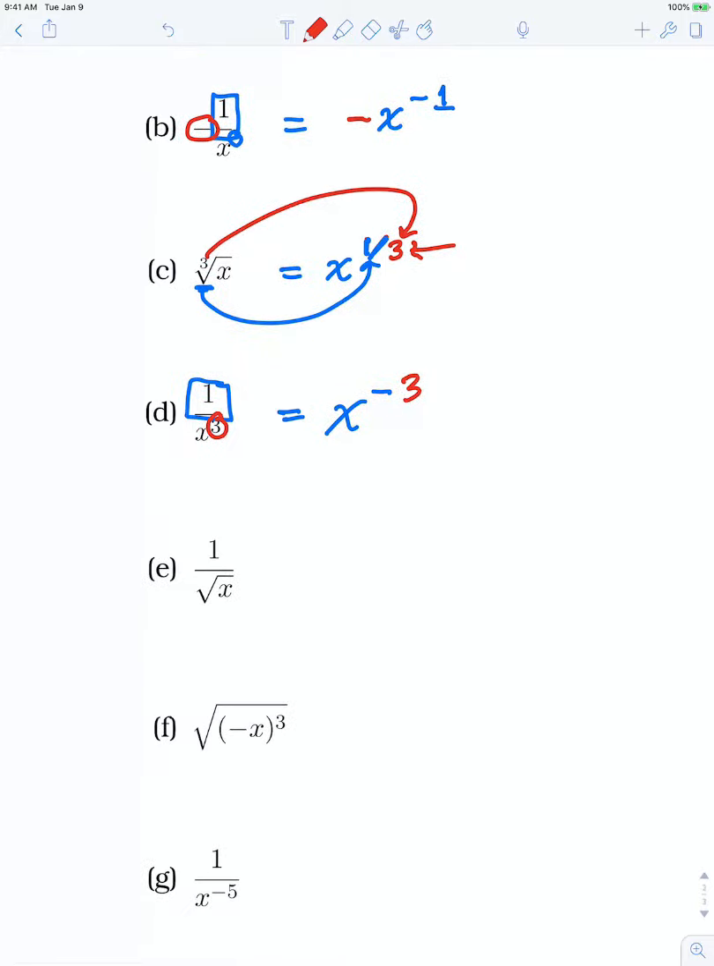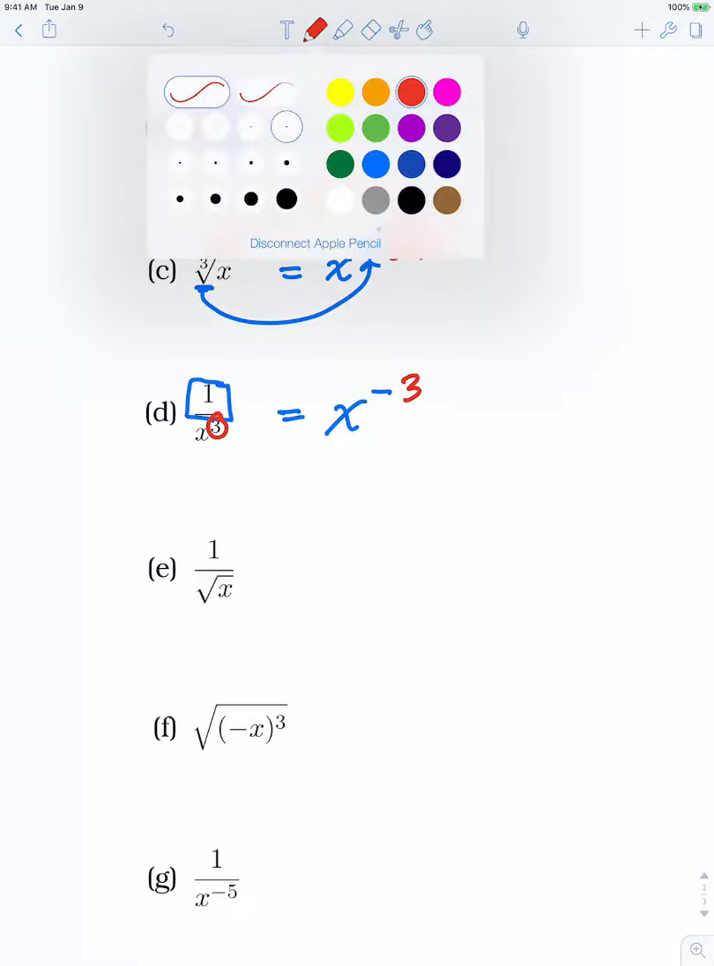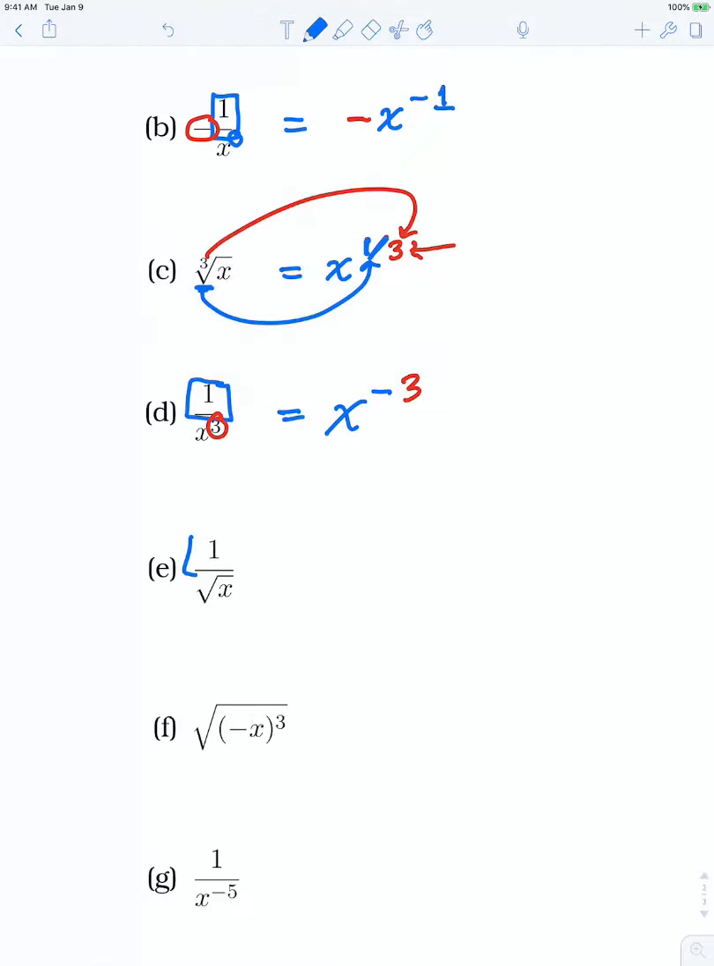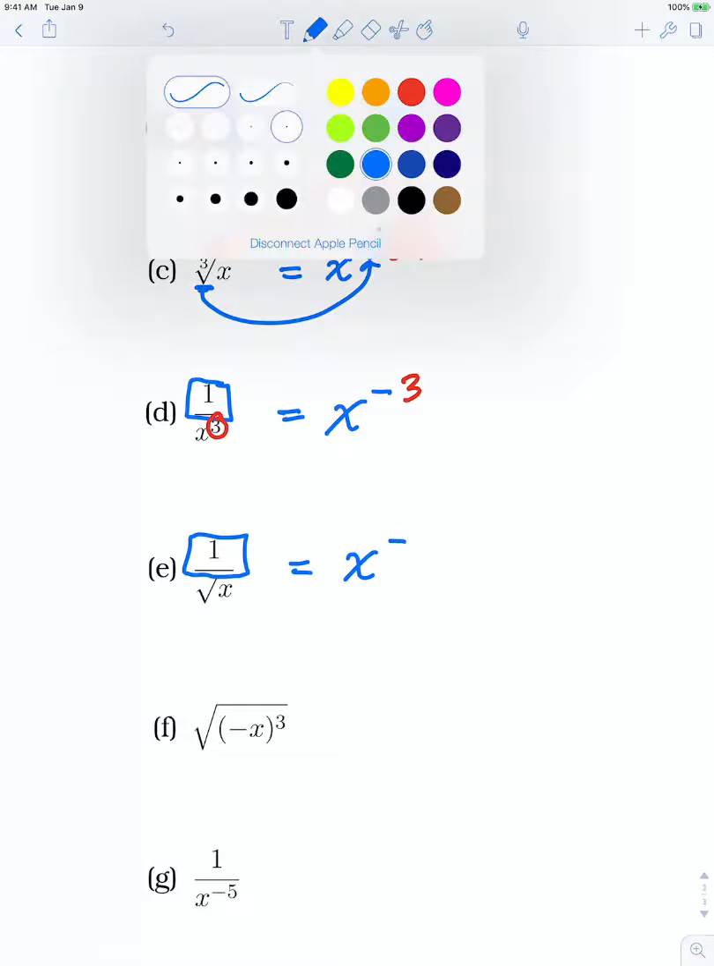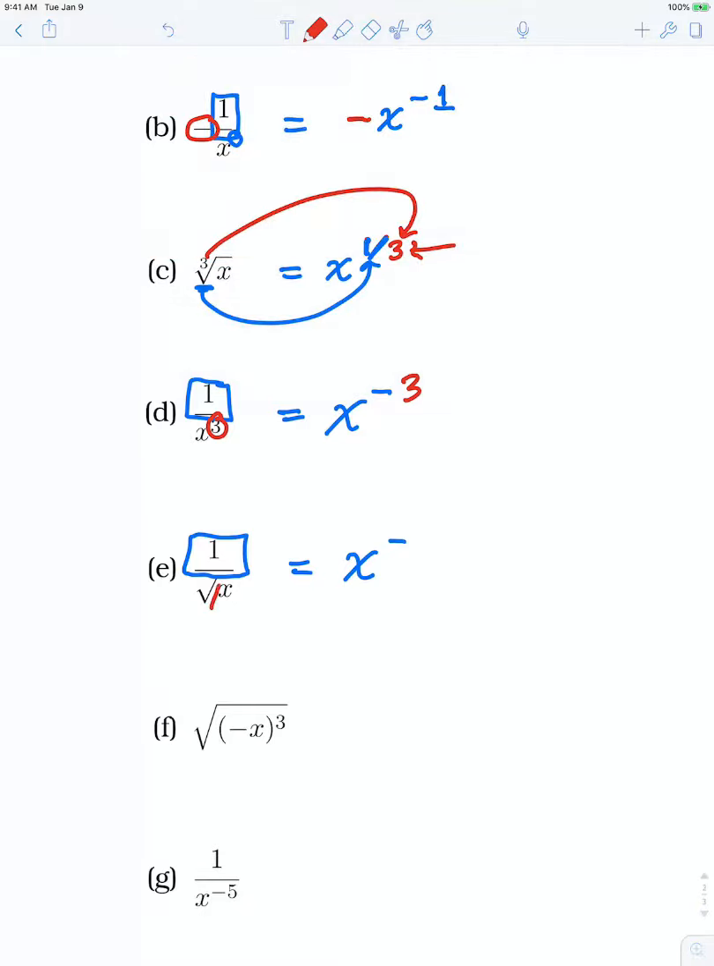All right, parts E through G all combine more than one rule. So let me, again, kind of color code the different parts. Part E is 1 over something, and so that's going to give me an x to a negative. What is the 1 over? Well, it's a square root.